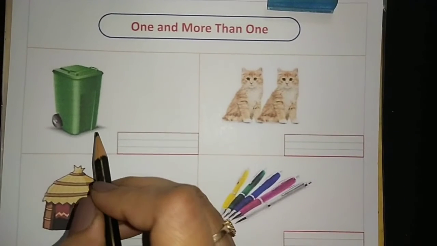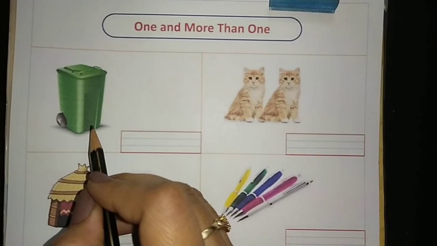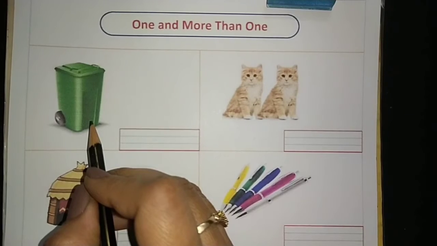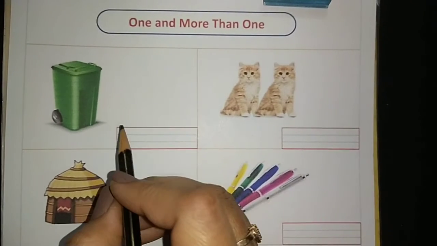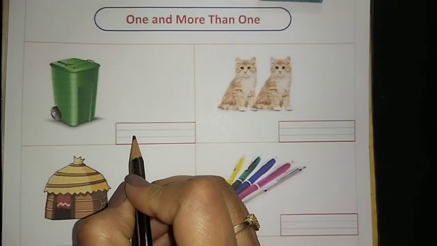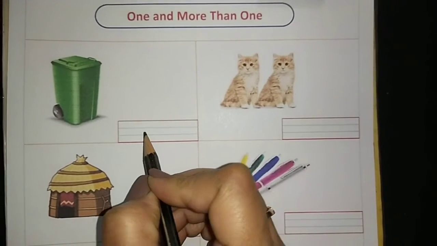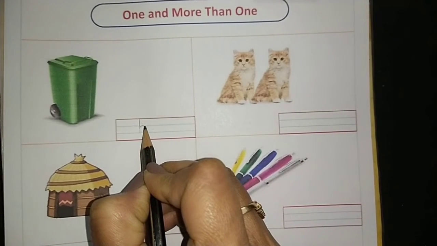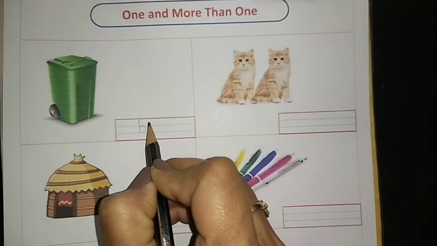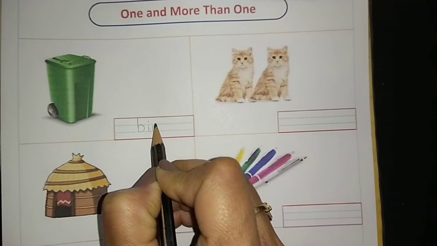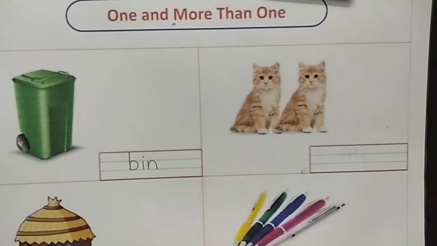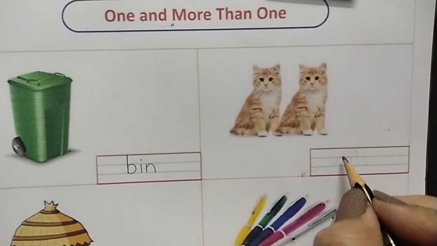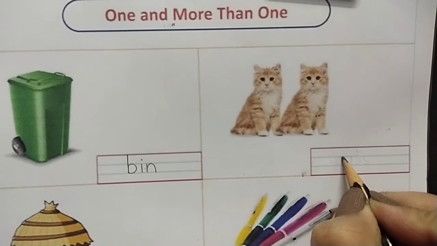So kids, tell me, what is this? Yes, this is a bin. There is only one bin. So we will write the spelling of bin over here. B-I-N, bin. Kids, count how many cats are there. 1, 2. 2 cats. So now we will write the spelling of cats over here.